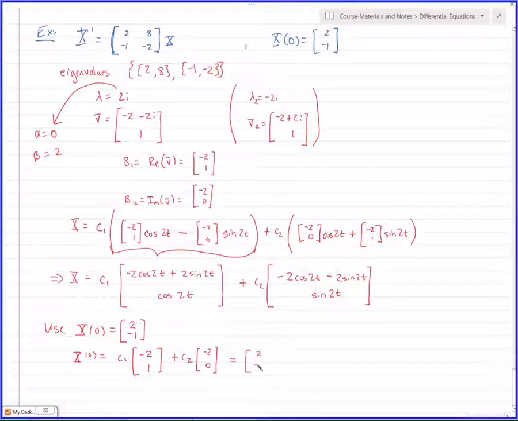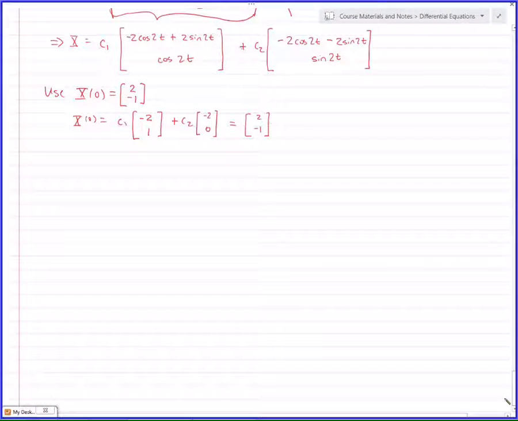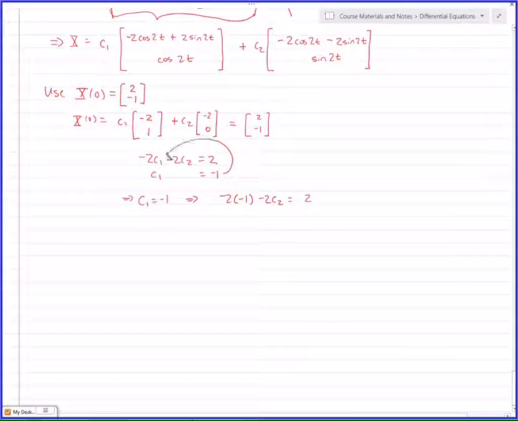Equals 2, negative 1. So I have negative 2c1 minus 2c2 equals 2, and c1 plus 0 c2 equals negative 1. So clearly C1 is negative 1, which means that negative 2 times negative 1 minus 2C2 is equal to 2. Just plug that in there. 2 minus 2C2 equals 2. C2 is 0.